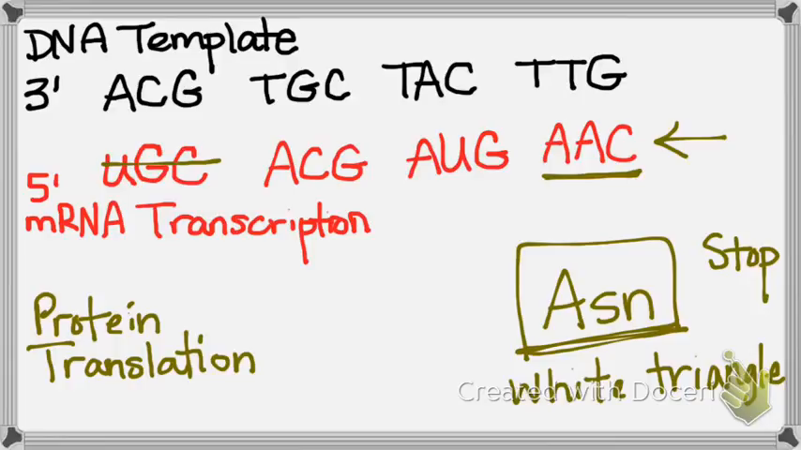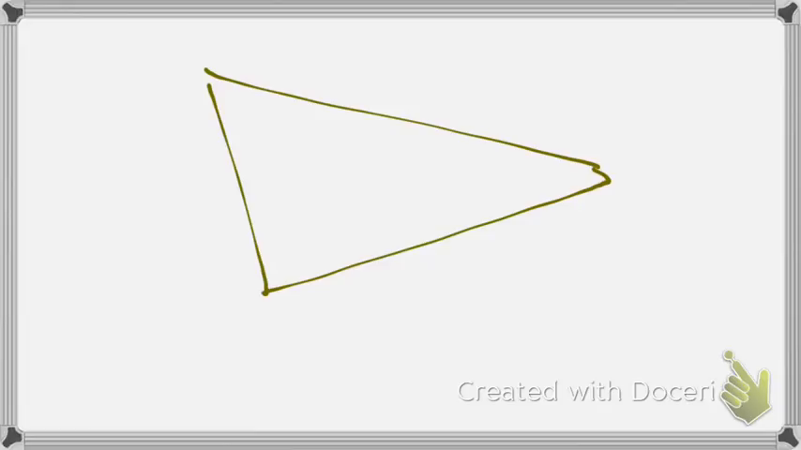And on that shape that you get, let's say it's a white triangle. On that white triangle, you would put ASN, and I want you to tell me at the bottom of that also what your codon was. For example, AAC was the codon that would be on that one.